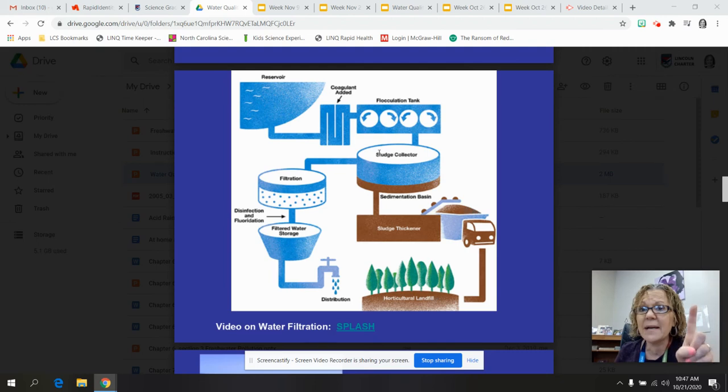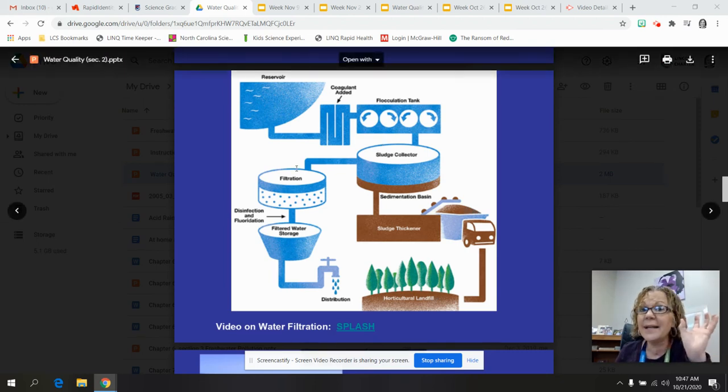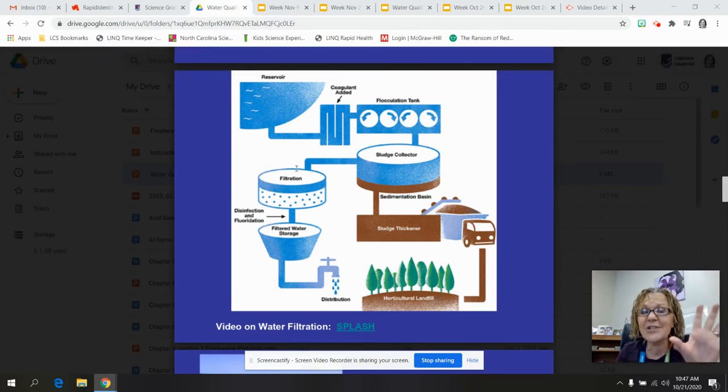It still has some bacteria and microbes that can make us very sick, because the flocculation tank is not going to catch all of the microbes. Mainly it's going to collect the ones that are large enough to stick to those flocs. So then we filter the water and it again becomes more clear, and we disinfect the water.